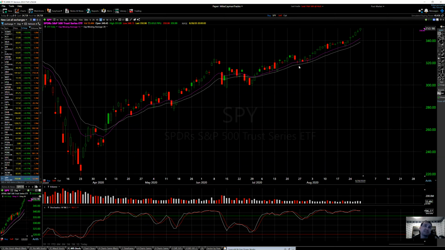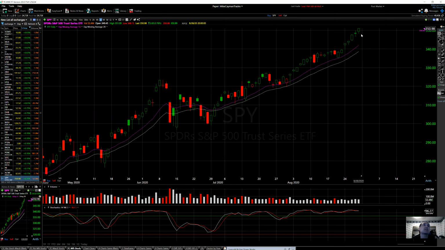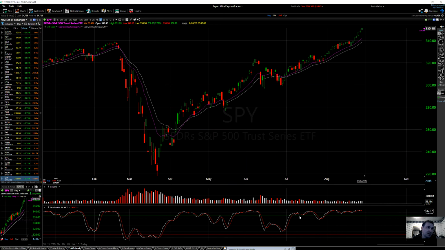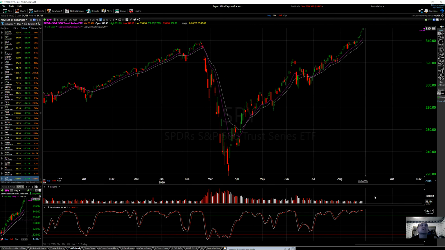Look at this. We're riding the 13 20 EMA. We're getting a little bit far above. Now this could drop easily to like 340. And look at stochastics. We're completely overbought here. Now volume's been decreasing. Volume's really getting low. So I think the bulls are getting complacent.